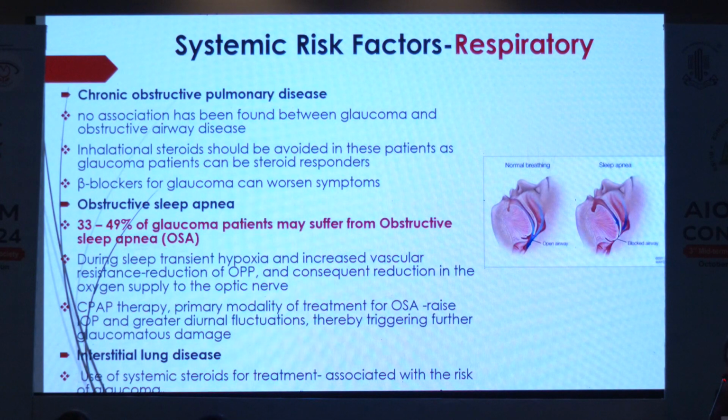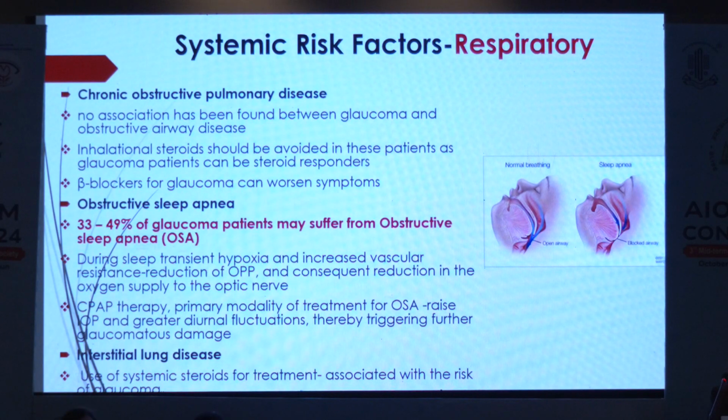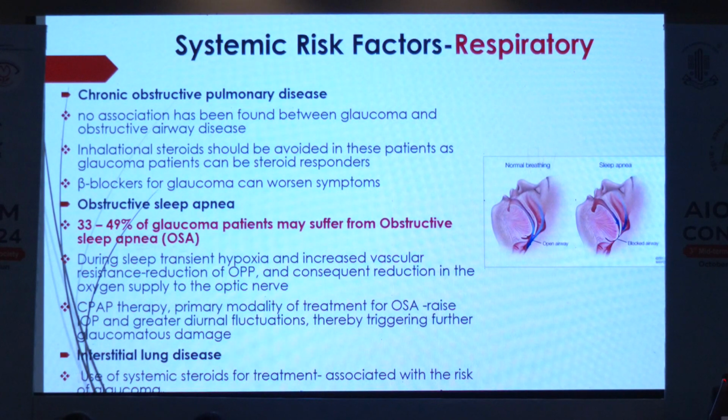Then we have chronic obstructive pulmonary disease. No association has been found as such with chronic obstructive pulmonary disease, except for the drugs which we already know, like beta blockers. If non-selective beta blockers are used, they can worsen the symptoms. While it has been seen that glaucoma patients may suffer from OSA, that is one thing which we have to take care of. And the therapy which is given for OSA, CPAP, may worsen glaucoma.